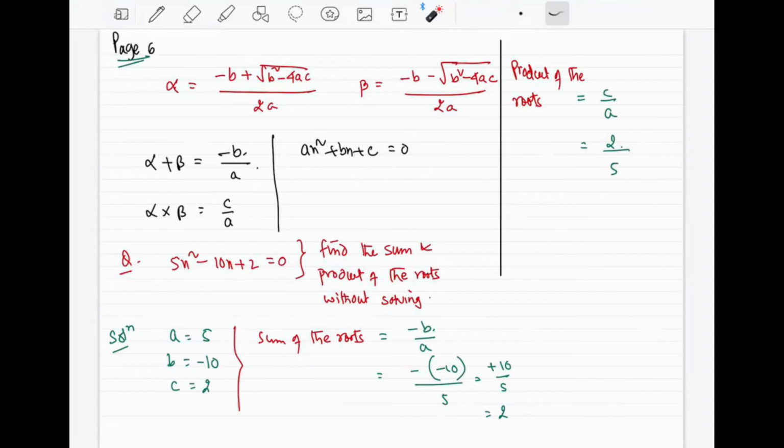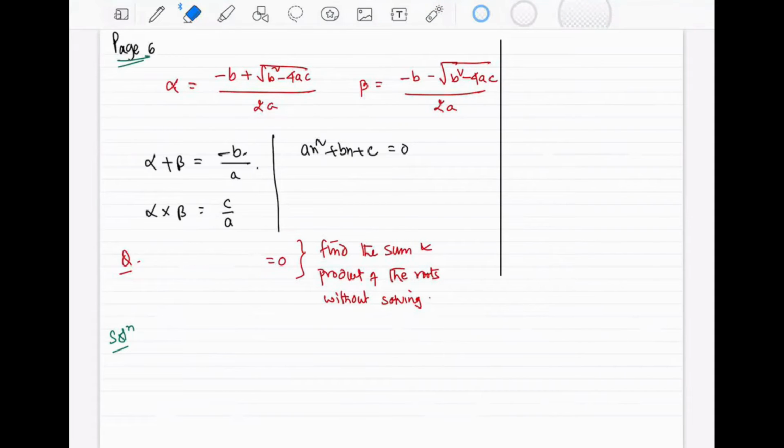Let's take one more example. Let me rough this off. Next one, let's take 2x square minus 3 root 3x plus 3 is equal to 0. Same problem, you have to find the sum and product of the roots, and do not solve the equation. Do not find out what alpha and beta are. Just like we have done earlier, you just have to find out a, b, and c. a is 2, b is minus 3 root 3, c is 3.